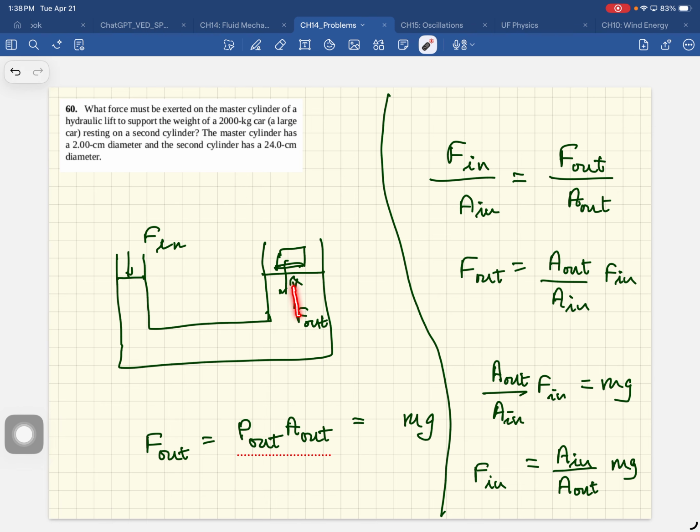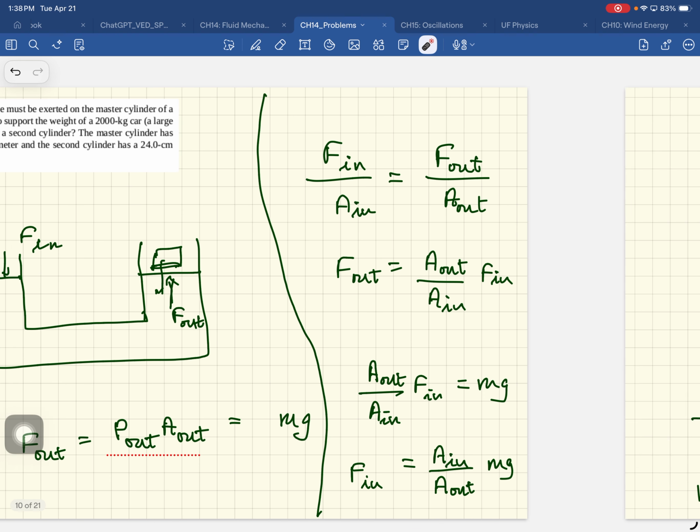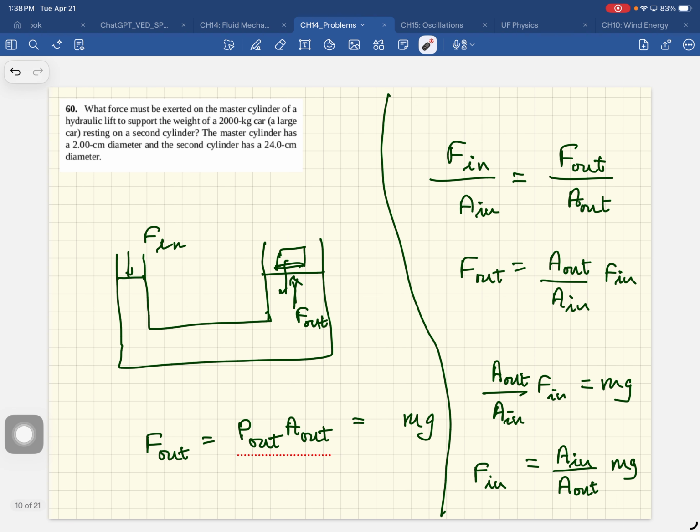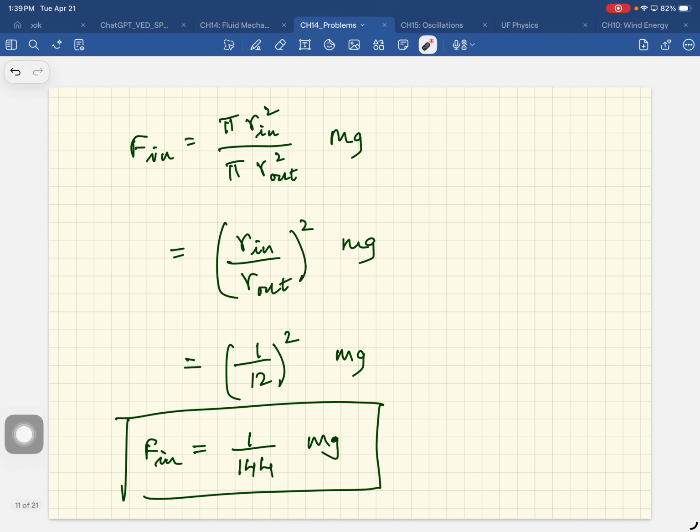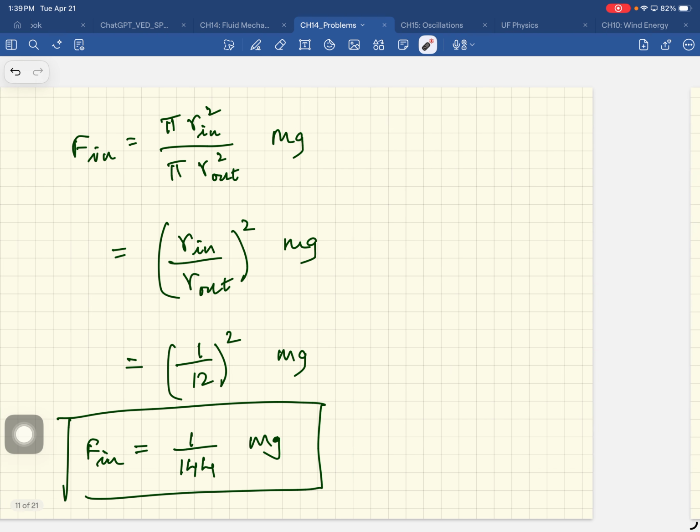This is the pressure you increased at this point, and that pressure is transmitted undiminished. So F2 over A2 equals F1 over A1. So F2 is A2 over A1 times F1. So pi R2 squared over pi R1 squared, R2 over R1 is 7 over 1, squared.